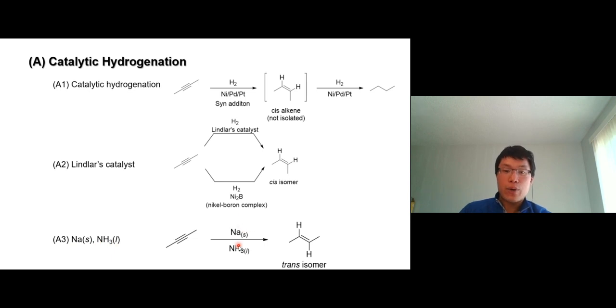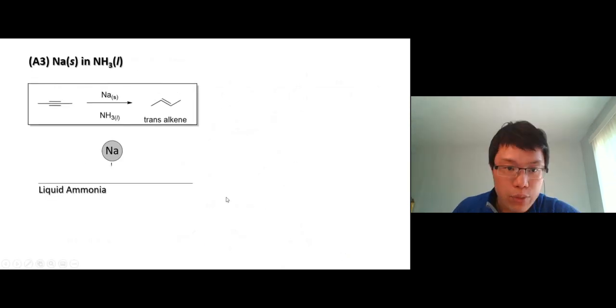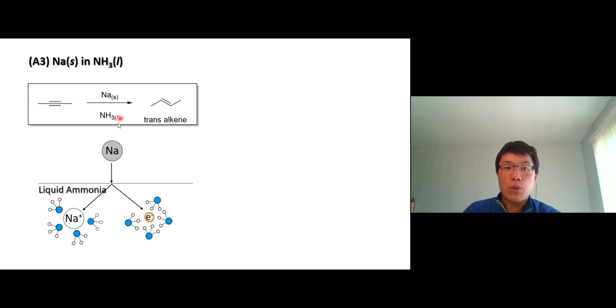So you add sodium in liquid ammonia, it will convert an alkyne to a trans isomer, trans alkene. Here's how it happens. When you add sodium into liquid ammonia, and just remember liquid ammonia, you have seen one time with the sodium amide, the acid-base reaction. Liquid ammonia is really cold because ammonia is a gas at room temperature. The boiling point is negative 33 degrees. If you want to make it stay in liquid form, you have to lower the temperature by a lot, lower than negative 33 degrees.